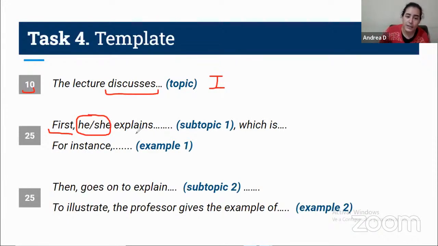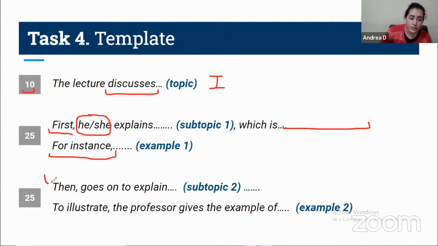So first she explains, and you explain the first subtopic, which was reliability, right? First she explains reliability, which is, and here you can define it or explain it, which is, I don't know, when a product works the way it's supposed to work. And then you give the example. You say, for instance, which means for example, and you give the example. You say the professor mentions that when a car constantly needs repairs and you need to take it to the mechanic so often, it is not a reliable car. So that's your example.